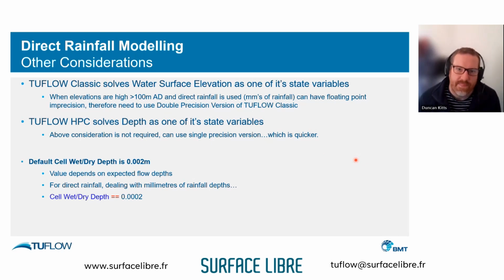When we modify this limit, is there some way in the log file to track the volumes, to check if maybe this limit was too high and we've lost too much water? What you'd probably do if this value was too high is your mass balance errors would be a bit higher. So always keep an eye on your mass balance errors, particularly if you're doing direct rainfall modeling and your mass balance errors come quite high. This is usually the first culprit that should be looked at. Okay, thanks.